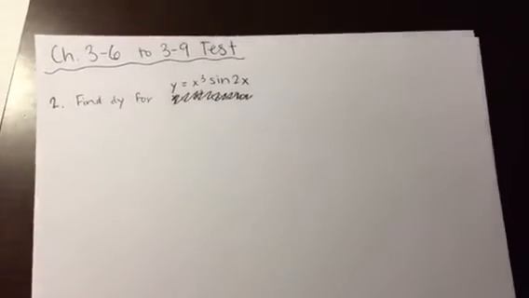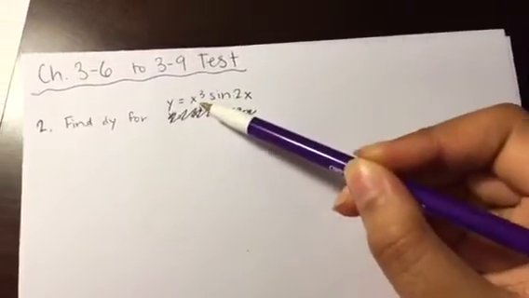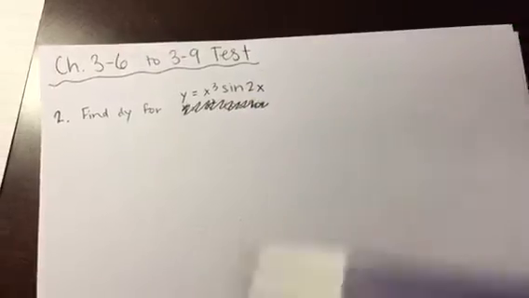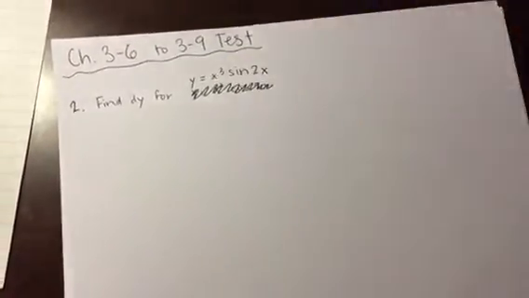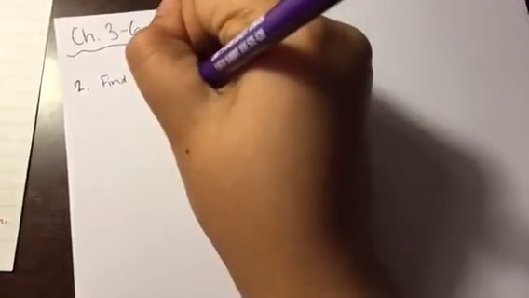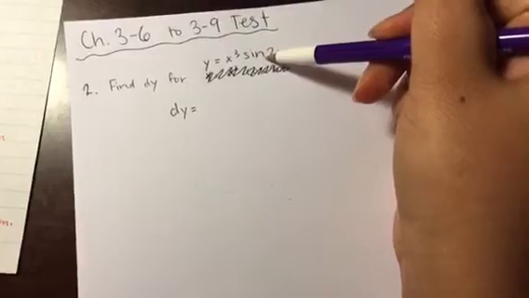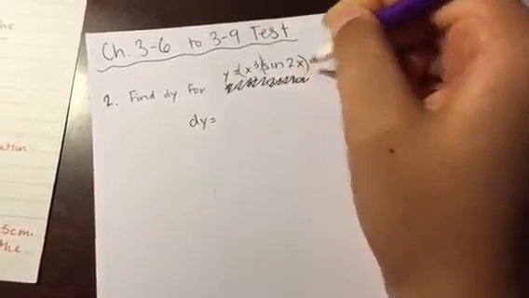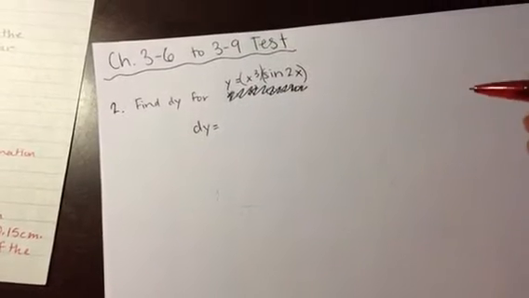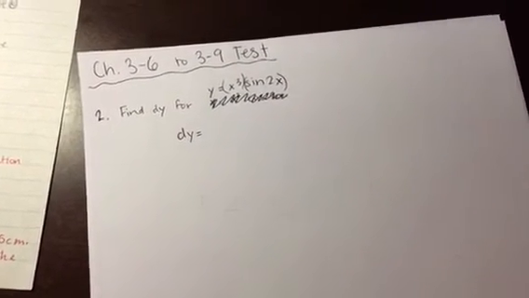For the first number, we have find dy for y equals x to the third power times sine 2x. To find dy, that's just the derivative. So we'll take this down to dy, and then we take the derivative of this equation. This is basically two parts to it, so we're going to be using the product rule.